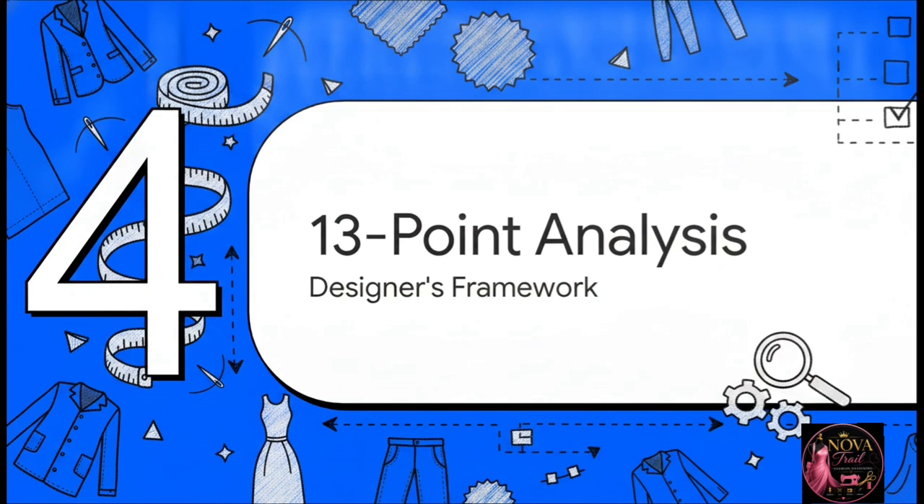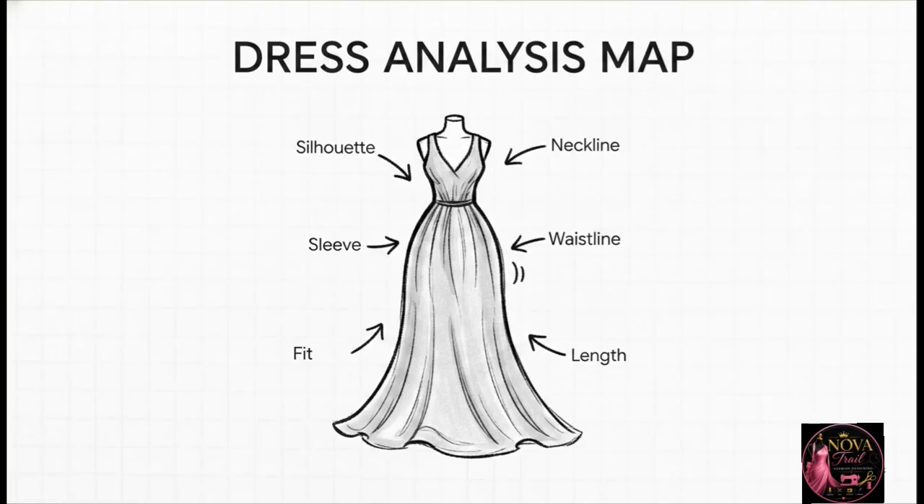All right, Section 4, the 13-point analysis framework. When you're evaluating a garment, you always want to start macro with the first 6 points. Number 1, identify the silhouette, that outer shape. 2, trace the neckline. 3. Check out the sleeve type. 4. Locate the waistline. Is it natural or maybe dropped? 5. Evaluate the overall length. And 6. Determine the fit.